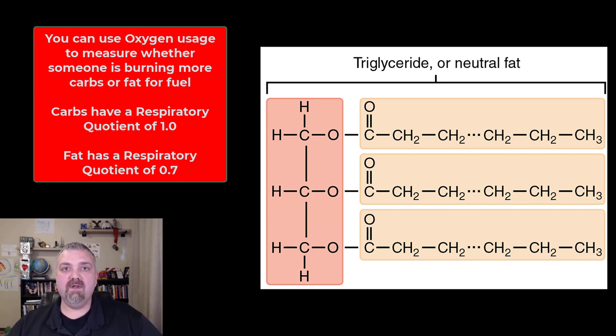So if you're on a ketogenic diet and you're a fat burner, you're going to be a lot closer to that 0.7. You won't be 0.7 because you need to burn some carbs too. But if you're eating a lot of carbs and relying on them almost exclusively, you'd be closer to 1. So clinically, that's why you could run one of these tests to determine if someone is more of a fat or carbohydrate burner, at least at the moment, because you can change that, right?